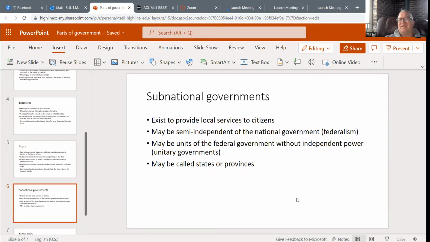Subnational governments. So this is like states and provinces, counties, cities, whatever. And most countries have these except for very small countries. They're there to provide local services to citizens. So the bigger the country, the more important this is. So you have a city council, like in your own cities, all right? Most of you probably live in a city. Well, here's what cities do. They are 4P: police, parks, planning, and potholes.